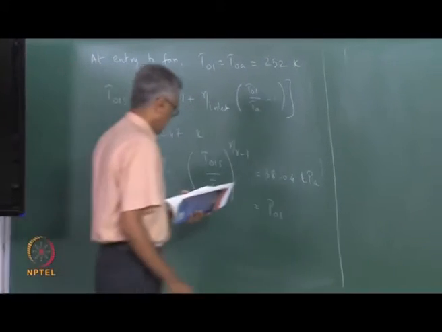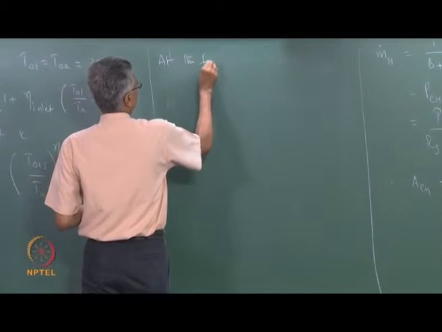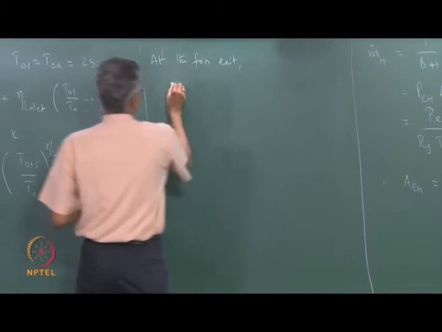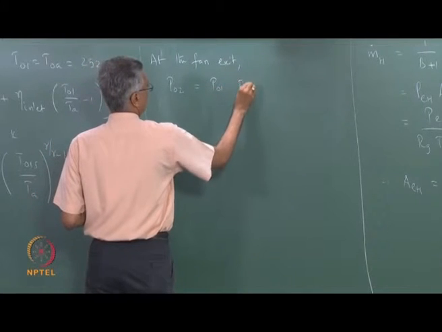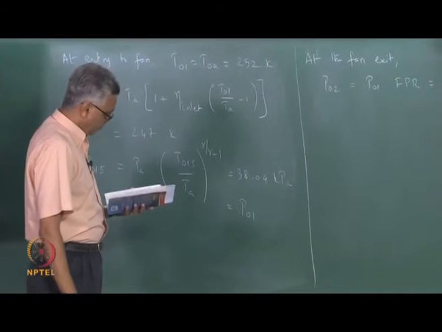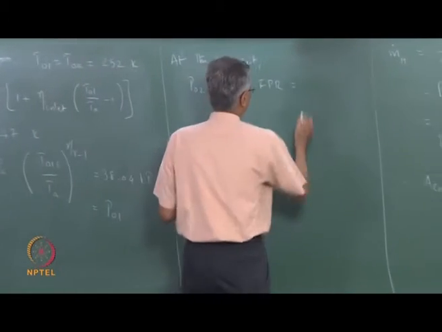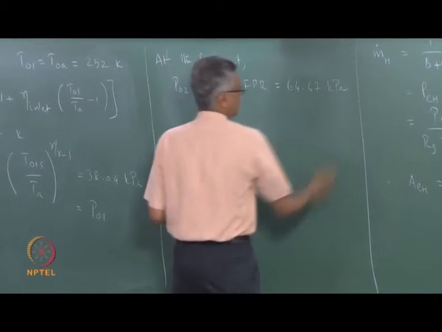Now at the fan exit, we move to the next state. So at the fan exit, P02 is equal to P01 times fan pressure ratio, and fan pressure ratio is given to be 1.7. So which means P02 is 64.67 kilopascal.